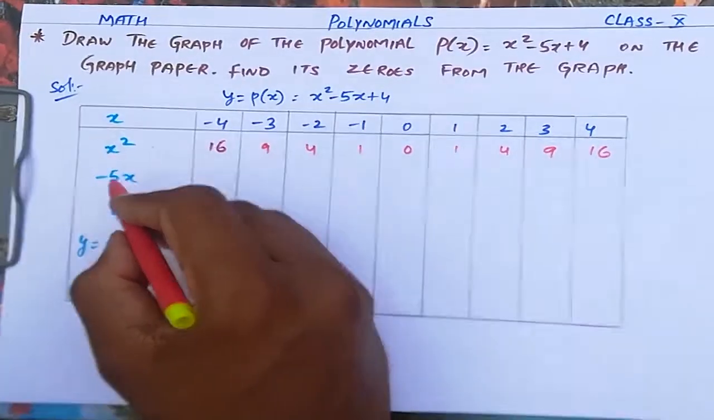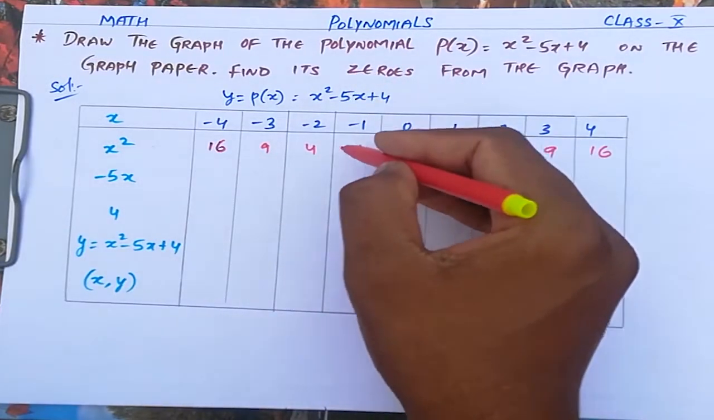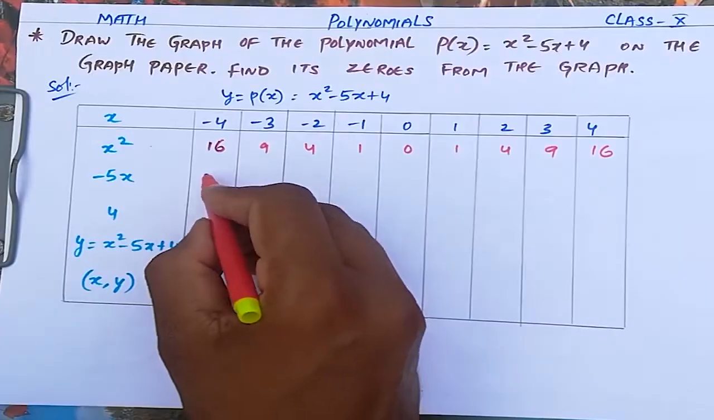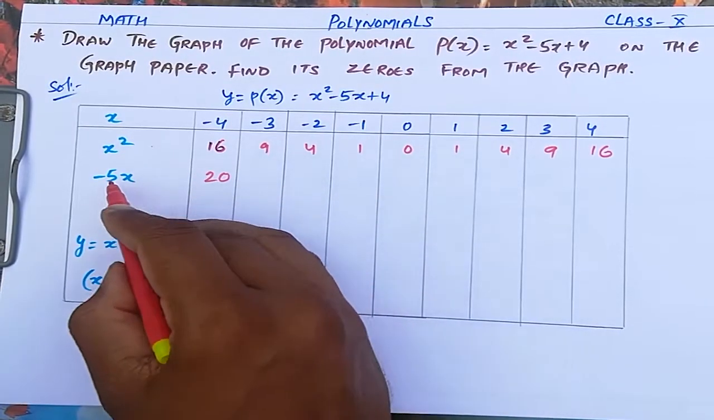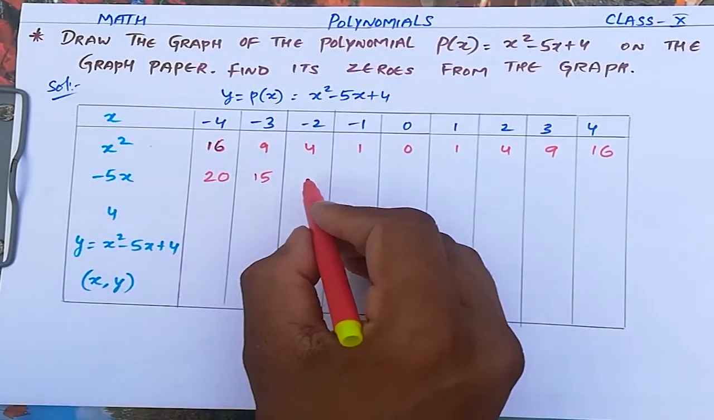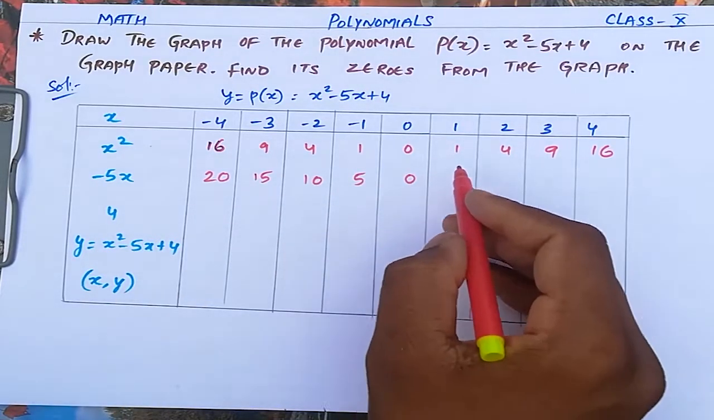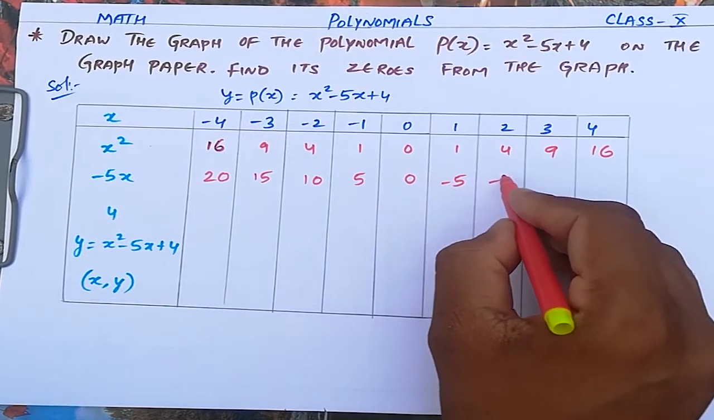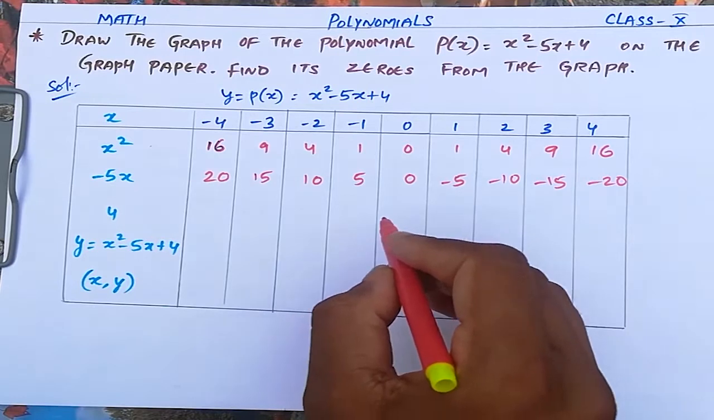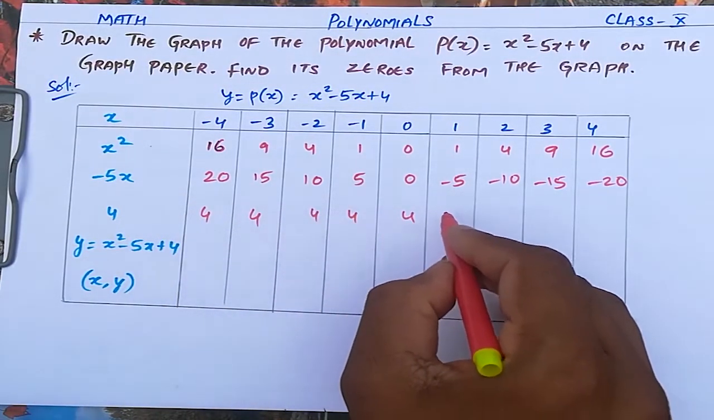Then minus 5x. Up to minus 1 value we will not get a minus value, because minus into minus will be multiplied. 5 into 4, 5 4s are 20, minus into minus is plus. 5 into 3, 5 3s are 15, minus into minus is plus, so 15. 5 2s are 10, 5 1s are 5, 5 zeros are 0. Now here we will start minus values. Minus 5, minus 10, same values with minus, minus 15, then minus 20. Then 4, write it the same, because this is plus 4, we will write the 4 values the same.